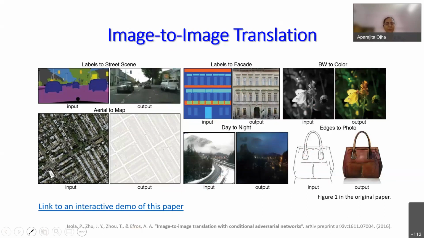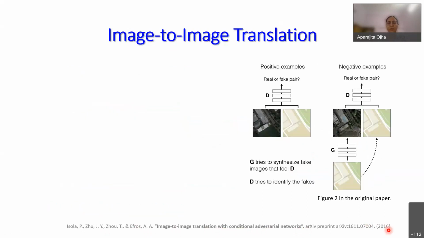All these things were introduced by this group of workers, in image translation with conditional adversarial networks, around 2016. Several improvements and modifications have been proposed, but the idea was that we take the original image, and the discriminator is trained in this kind of setting, and the generator is trained to produce from this input what should be the output. This is the positive example, this is a negative example, but they look so close. That is the idea. The generator uses this as the input. Instead of a simple noise input, I'm giving this as the input to the generator. So G tries to synthesize fake images that fool D, and D tries to identify the fakes.